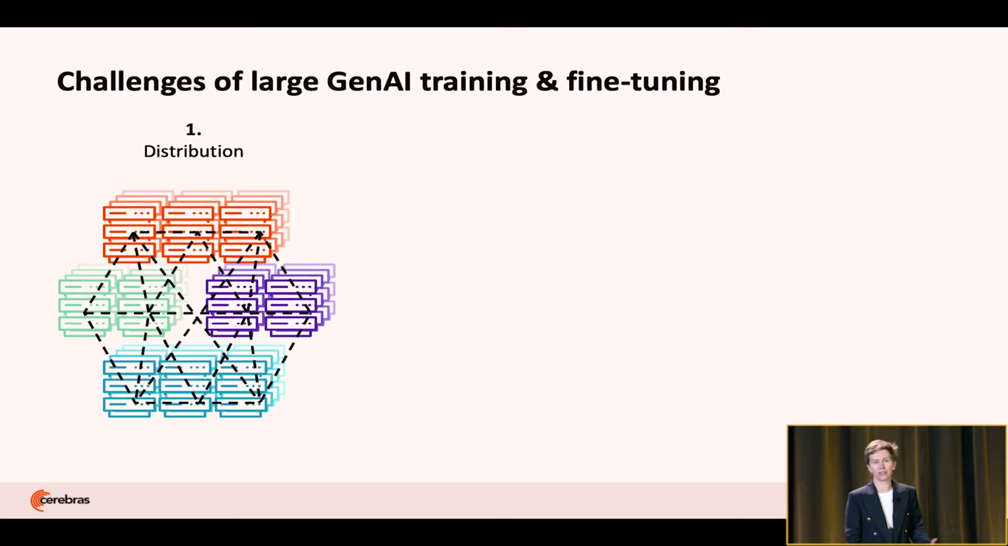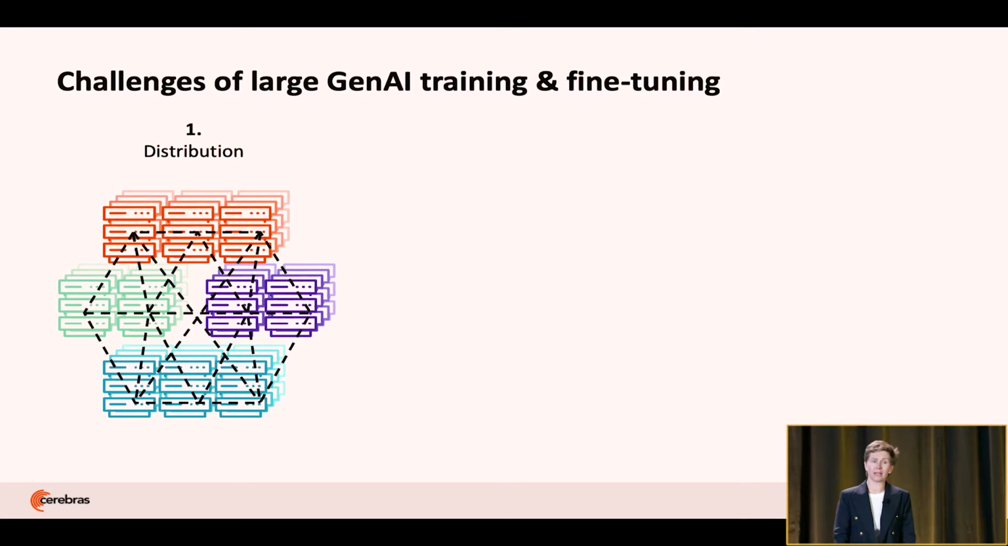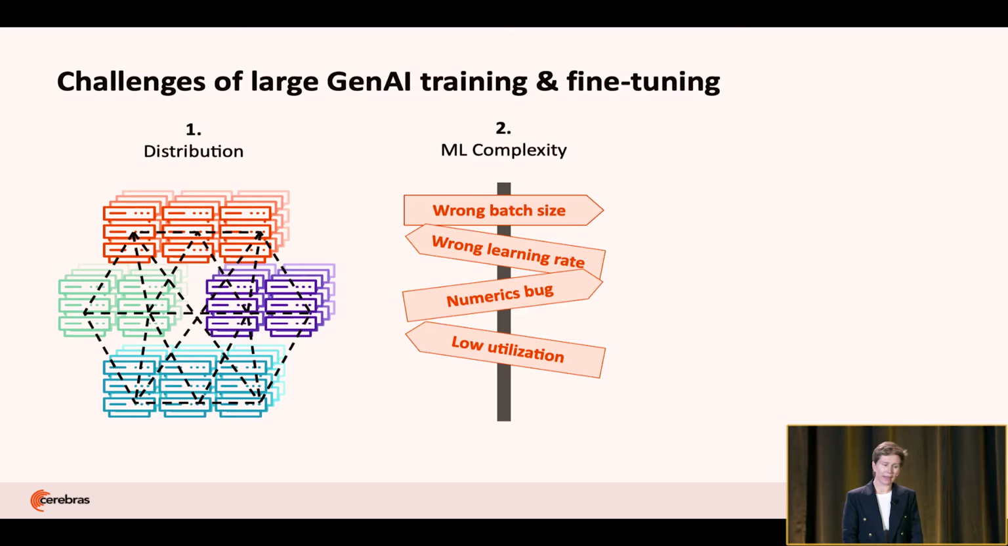So there are challenges related to just distribution of the training. As you scale your model up and up, you need to take care about how to split your model into chunks, how to distribute it across multiple devices, and that's not easy. On top of that, there is a lot of ML complexity, especially when we are talking about those multi-billion, 100 billion parameter models. Even tiny errors in learning rates or numerics accumulate at that scale, and that frequently results in your model blowing up.